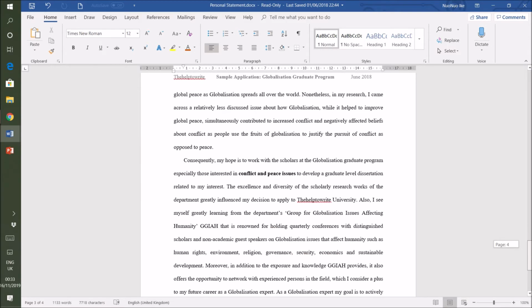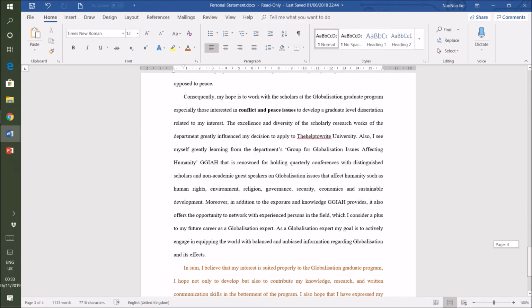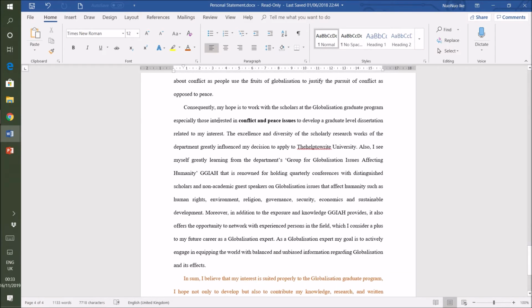So here, in the third paragraph, I quickly mentioned that the scholars at the globalization program, especially those interested in conflict and peace, are important for me. So I mentioned some of that. I also go into detail about how I can use my skills to support, or shall I say, benefit the program.